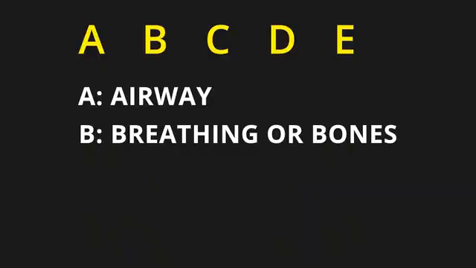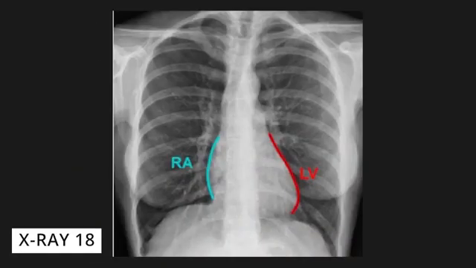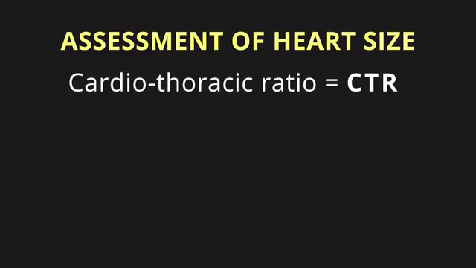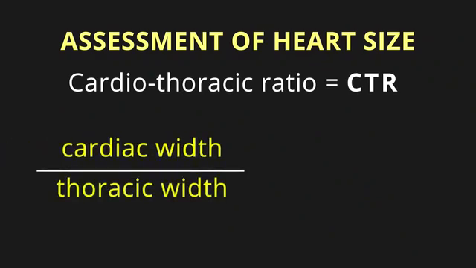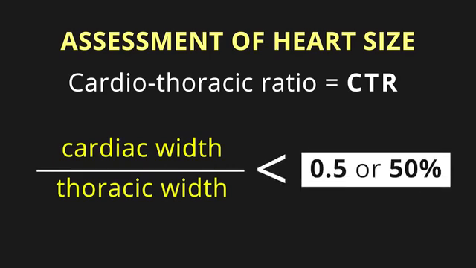Now coming on to the next one, that is the C, which stands for cardiac. Let's see this next X-ray, X-ray number 18. The right atrium makes up the right heart border, whereas the left ventricle makes up most of the left heart border. Now the next important thing is assessment of the heart size. It is assessed by the cardiothoracic ratio, that is CTR, which is cardiac width divided by thoracic width, and it should be less than 0.5, or you can say less than 50%.